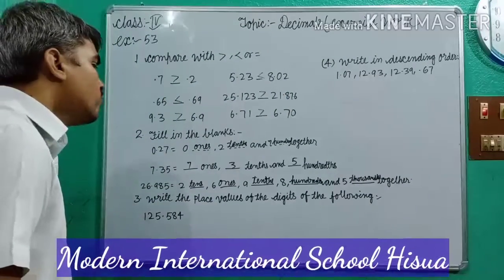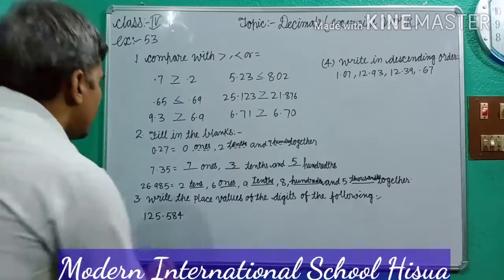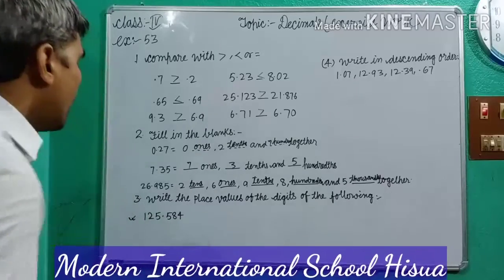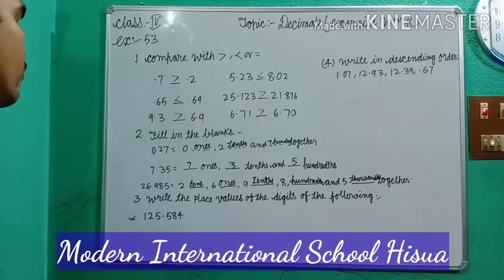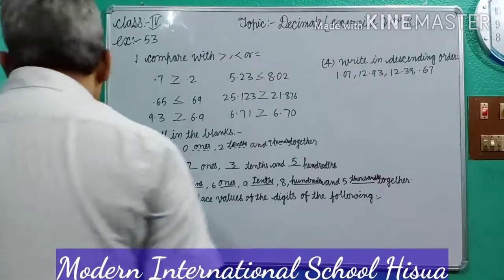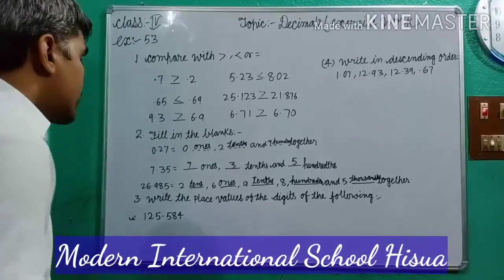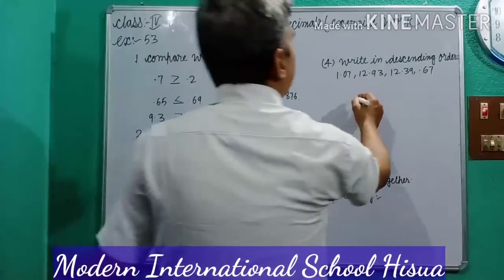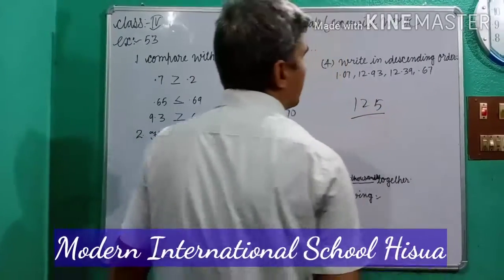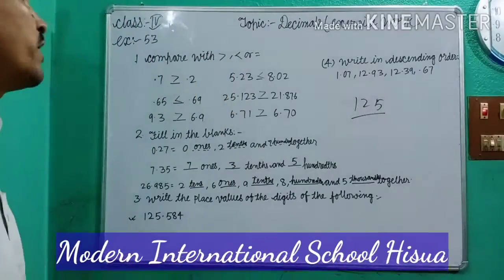Dear students, now find the place value of the given digits. Look at 125.584. Now 5 ones, 2 tens. Here you write 125. You know that 5 ones, 2 tens, 1 hundred.